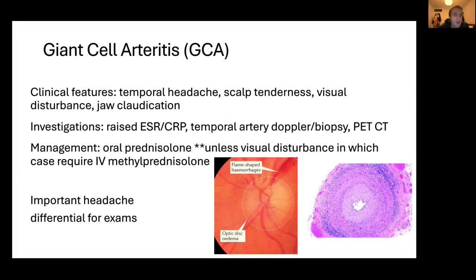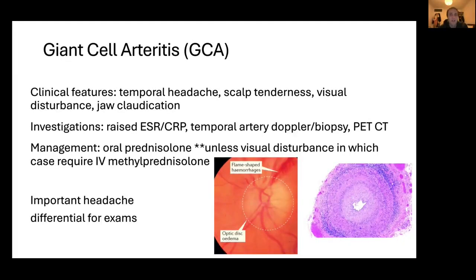Has their vision worsened? And it can also get jaw claudication. So when eating, they can get this pain that comes into the jaw. On investigations, we see raised inflammatory markers, ESR and CRP. And there's some particular investigations we need to think about. And in exams, it will usually refer to temporal artery biopsy.